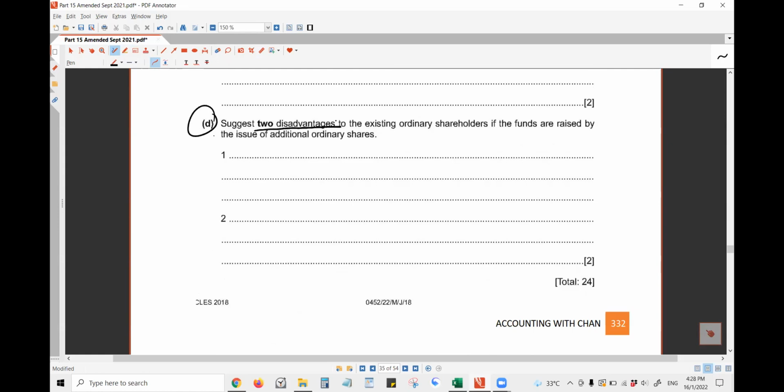Suggest two disadvantages to the existing ordinary shareholders if the funds are raised by issuing additional ordinary shares. It is between the new ordinary shareholders and the old ordinary shareholders. Existing means old. Is this the same question as the one you did just now? Yes. Just copy and paste on your own.